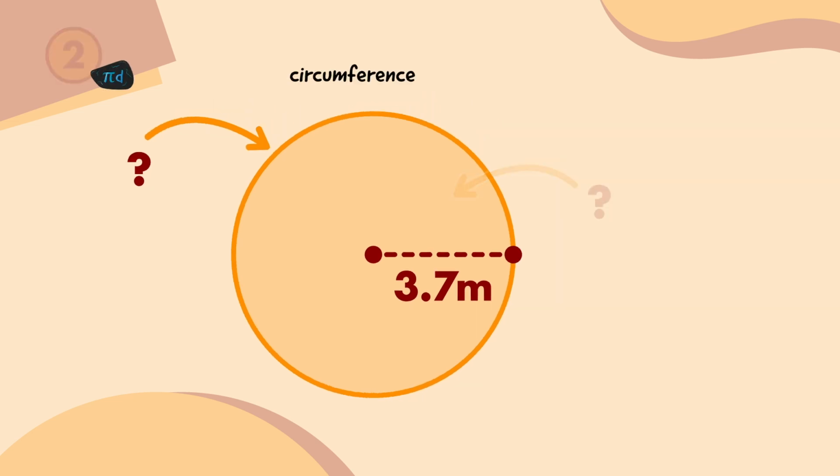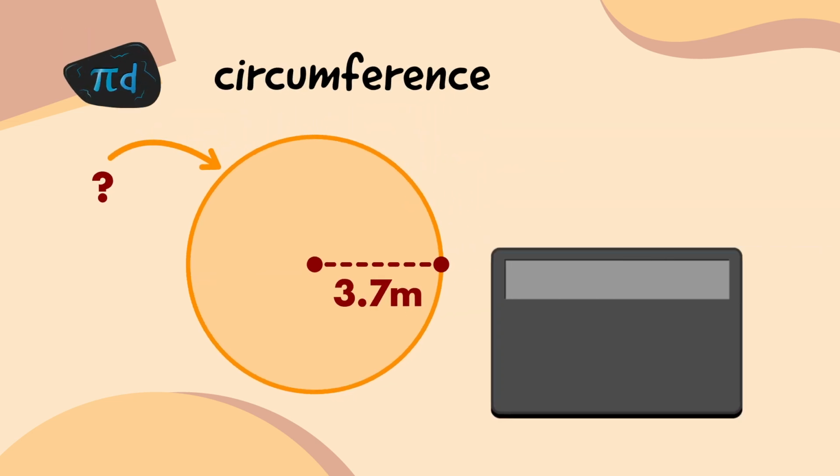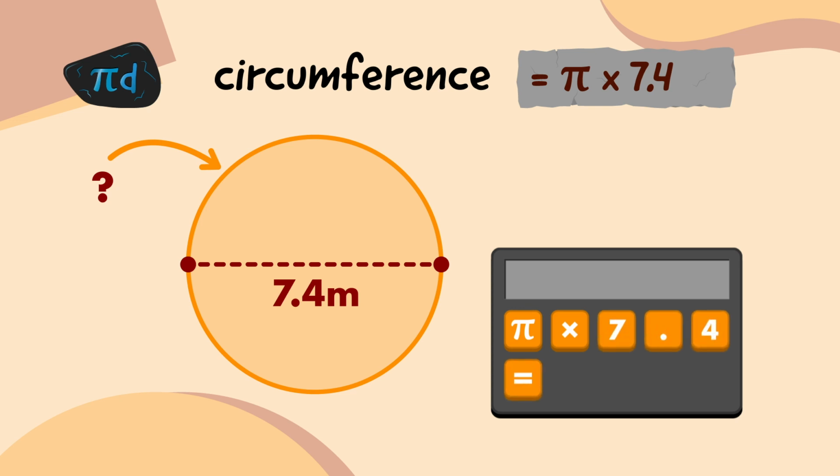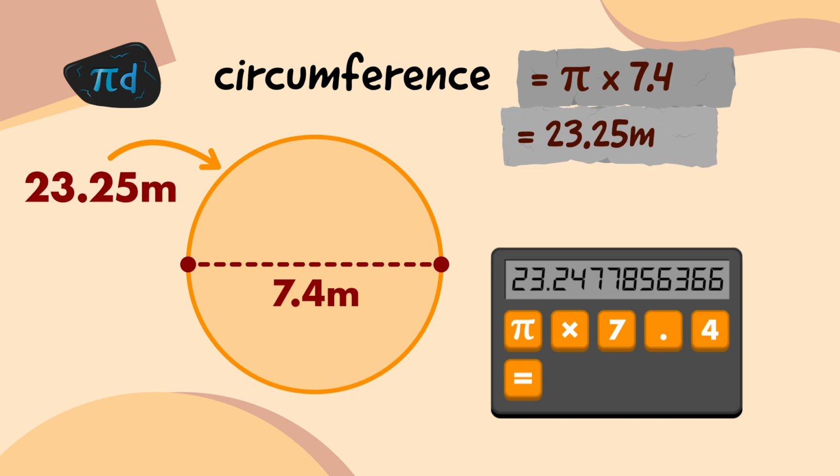Okay, I'm going to start with the circumference again. On my calculator, I'm going to multiply pi by the diameter. I know that the radius of this stone circle is 3.7, and the diameter is always twice as big as the radius, which means the diameter is 7.4. I'm going to press the pi button, press the multiply button, type 7.4 and press the equals button, which gives me 23.2477856366. That means the circumference of the second stone circle is 23.25 metres long.